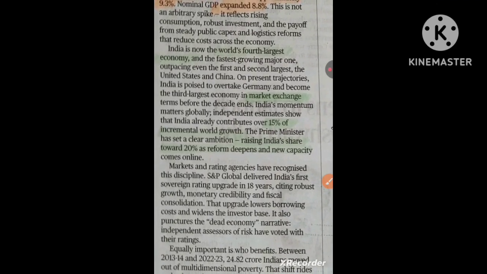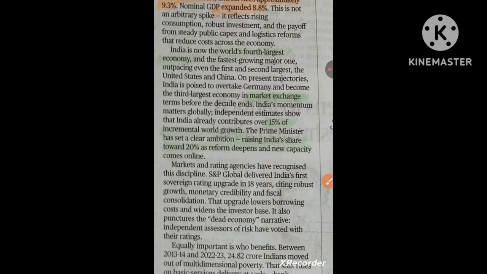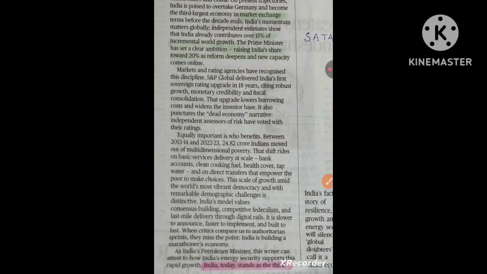It can overtake Germany, and then it can become the third largest economy in terms of market exchange. Right. Now, the Prime Minister has set a clear ambition, raising India's share toward 20% as reform deepens and new capacity comes to growth.